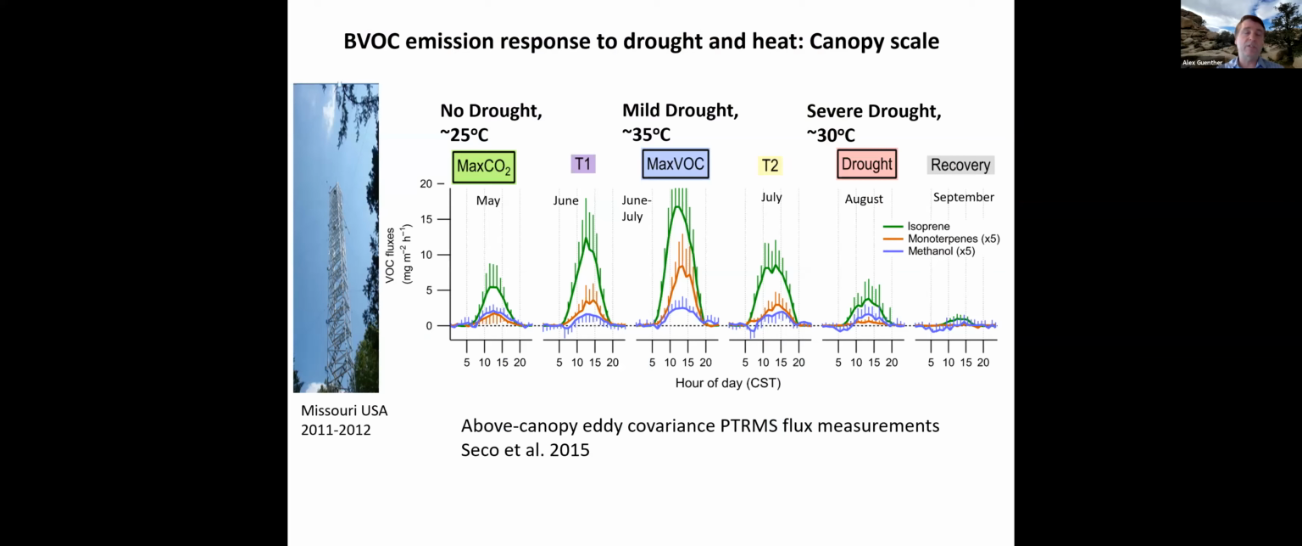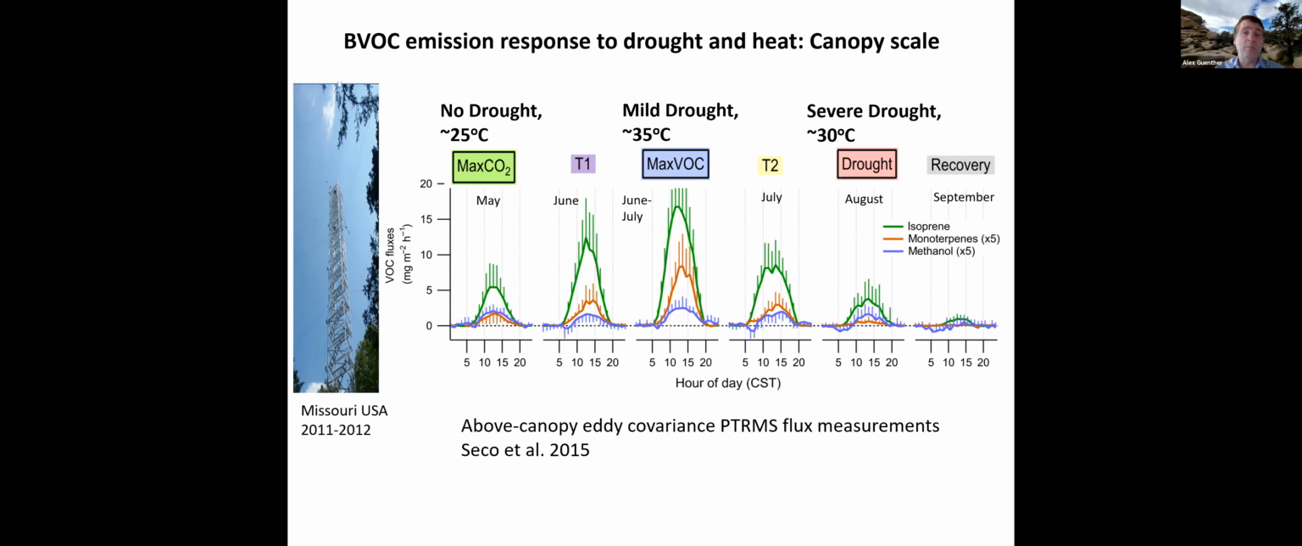During this study, we started out in the early part of the growing season, there was no drought. So it was a normal year, normal precipitation up to that point. Then we went into a mild drought in summer, June and July. And so moving from left to right here, we're seeing the average diurnal profile for each of these 6 periods.